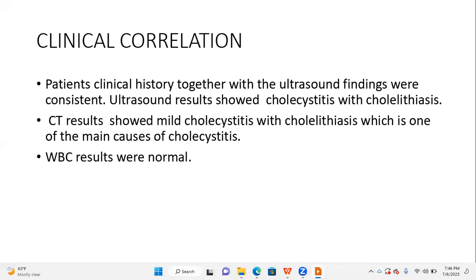And cholelithiasis is one of the causes of cholecystitis, acute cholecystitis or chronic cholecystitis. The white blood cells for this patient were normal.